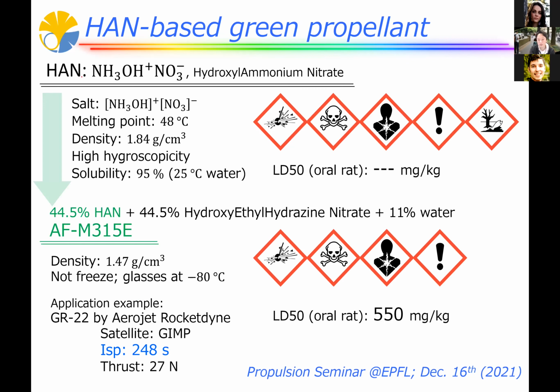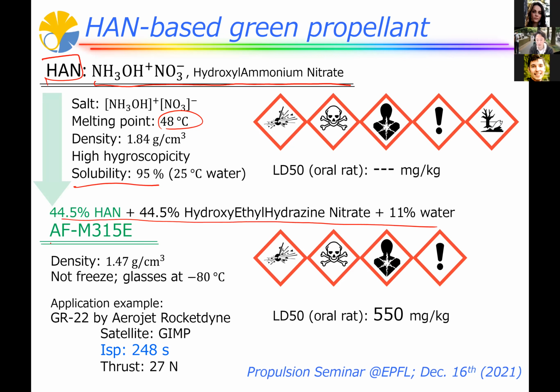HAN is this kind of material. It's a kind of salt, and its melting point is 48, so at room temperature it's in a solid state. But it is a salt, and it can be easily dissolved into water, so very high solubility. When we use this HAN for the monopropellant thruster, we will use this kind of solution.